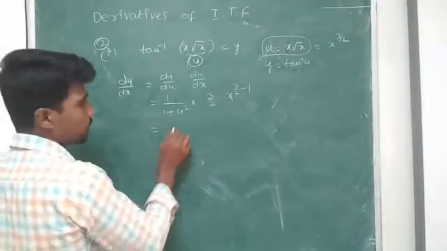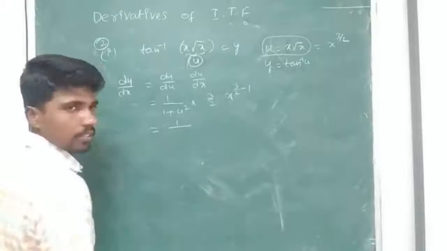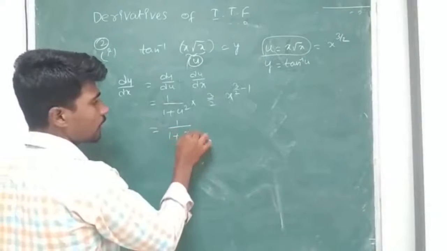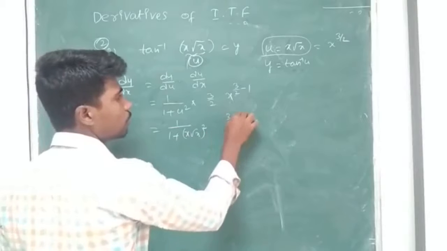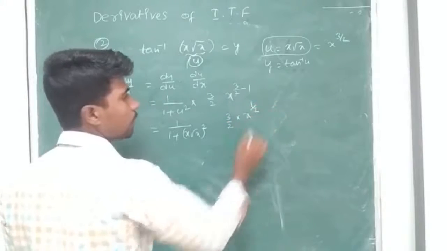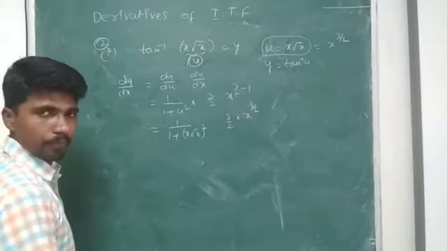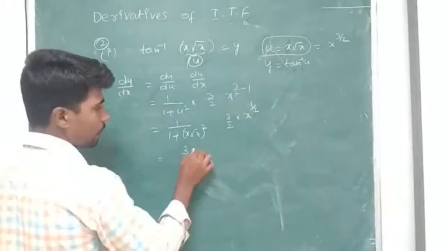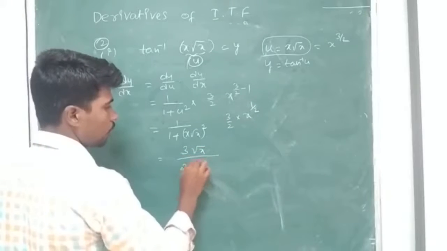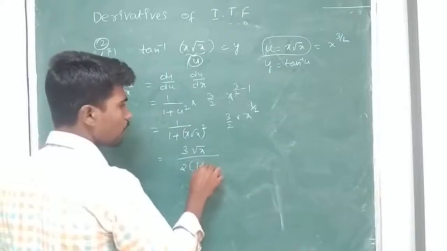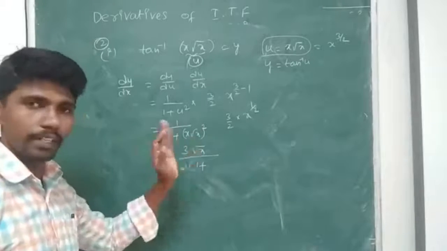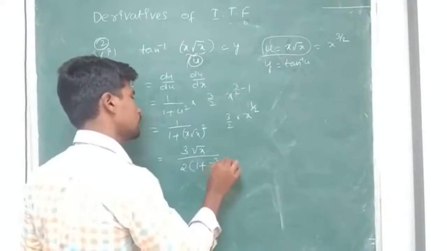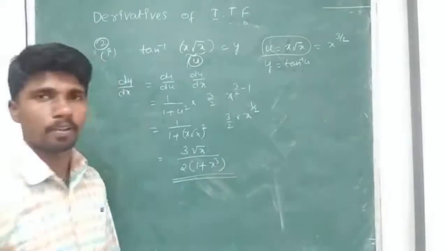Right. Now, the simplified answer: 1 by (1 plus (x root x) whole square) into 3 by 2 into x power 1 by 2. x power 1 by 2 is nothing but root x. So what we get? 3 root x by 2 into (1 plus x square into x). x square into x is nothing but x cube. Okay, next problem.